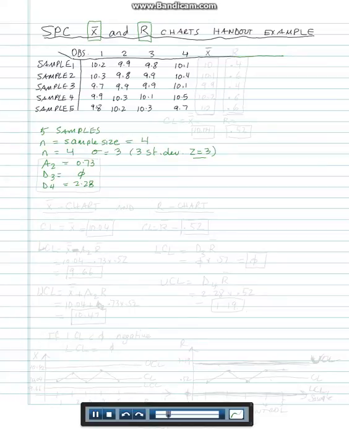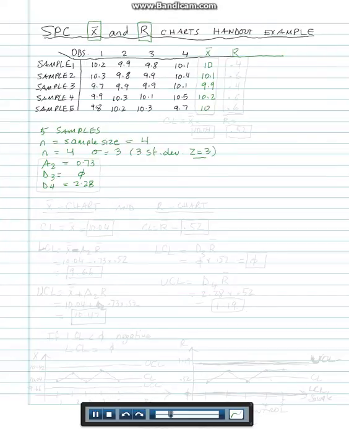X-bar is the average of the sample. So we take 10.2 plus 9.9 plus 9.8 plus 10.1 and divide it by 4. We get 10. We do the same thing for sample 2: 10.3 plus 9.8 plus 9.9 plus 10.4 divided by 4, and we get 10.1. You do that for all 5 samples, with a calculator or with Excel, and you get these numbers. We do the same thing for the range.